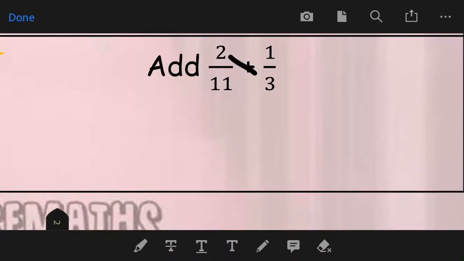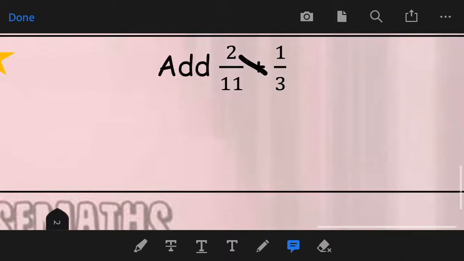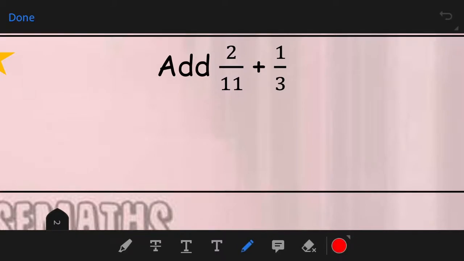Add these two, okay, there's a black line drawn over it, try and ignore it. Okay, so adding these two together, in order to do that, the denominators have to be the same. So in order for me to get that, I'm going to have to make sure I times them together, which gives me 33 on the bottom of both.